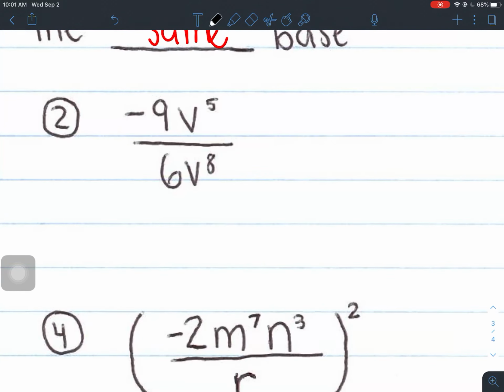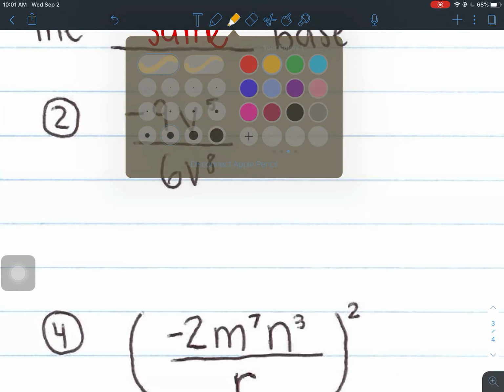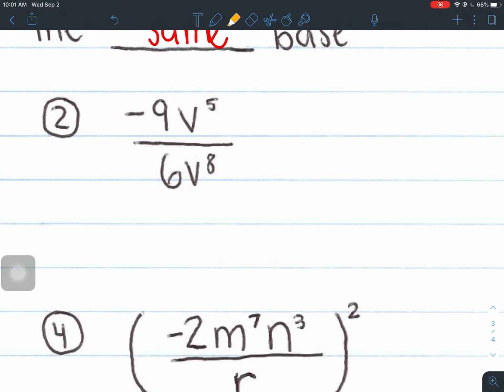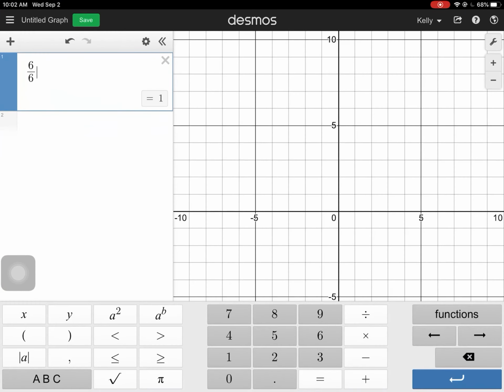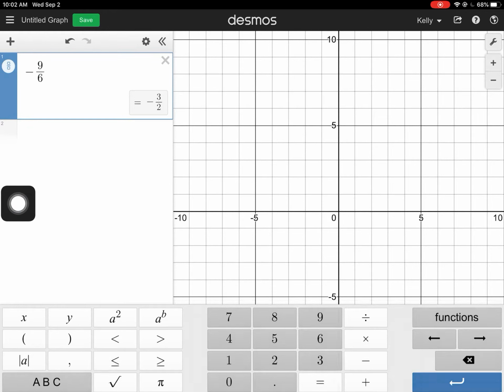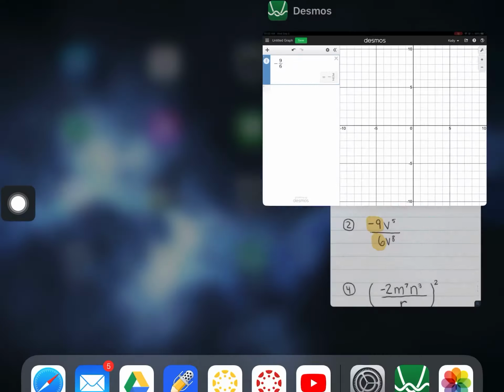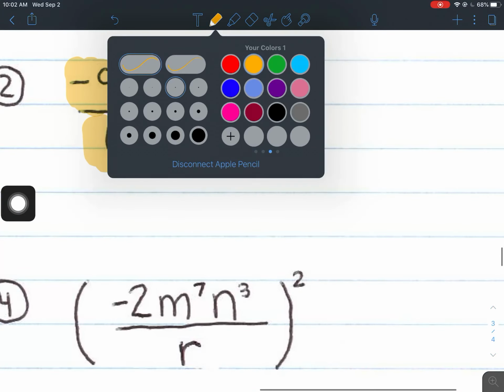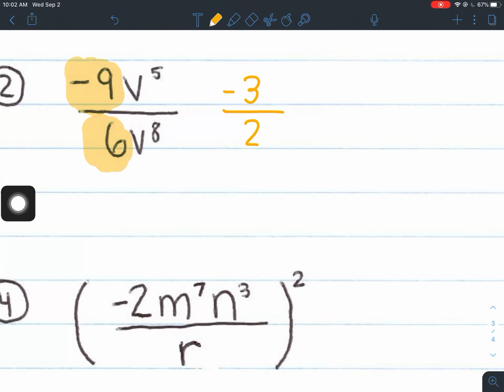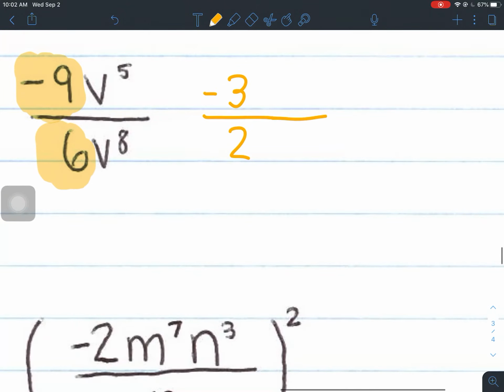Negative 9v to the 5th divided by 6v to the 8th. Again, you can only combine things or simplify things that are of like bases. So negative 9 and 6 are like bases. Now, if I put this in a calculator and divide it, okay, negative 9 divided by 6, I get a decimal. You want to leave it as a fraction. So you want to make sure you hit this little blue fraction bar over here. You get negative 3 over 2. So I'm going to go ahead and write negative 3 over 2. I'm going to make my fraction bar big so that I have room to write whatever I need to write. And then you're going to look at your v's.